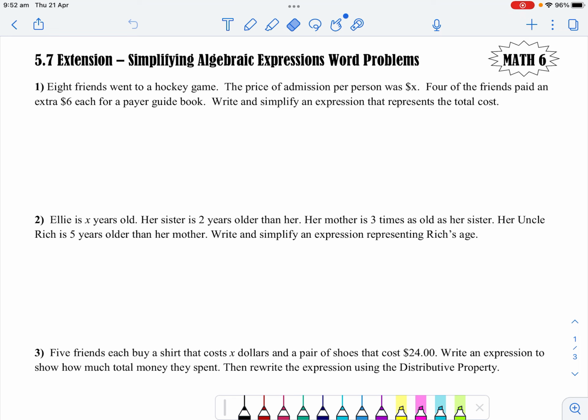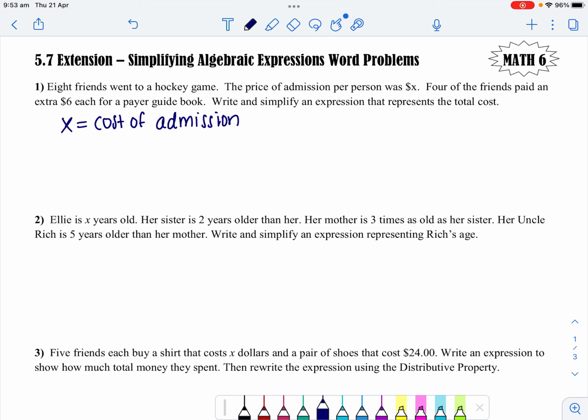Number 1 says 8 friends went to a hockey game. The price of admission per person was X dollars. So it tells me that X represents the cost of admission. And then it says 4 of the friends paid an extra $6 for a player guidebook. Write and simplify an expression that represents the total cost.